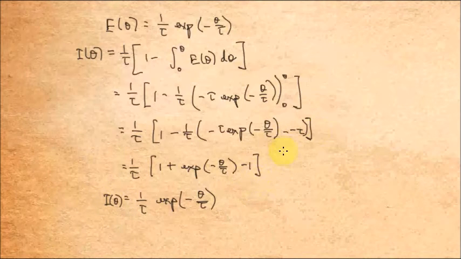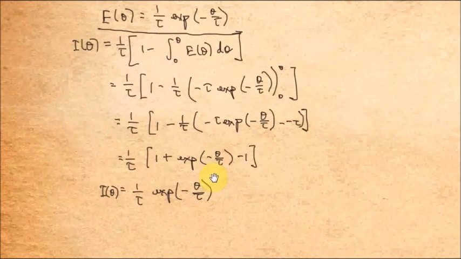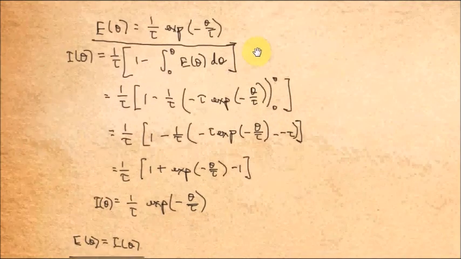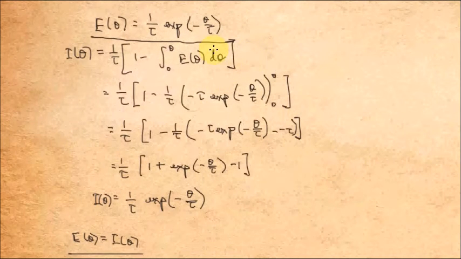And if you compare that with what we had up here, look, we've got the same function. So in this case, we can see E of theta equals I of theta. And we expected this. We said this is a perfectly mixed reactor, so we'll have the same age distribution inside the reactor as we have at the exit point, and it turns out that when we just follow strictly the rules and develop the model, we do get that same result.